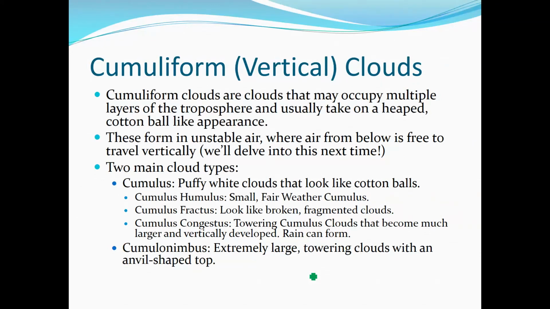Cumulus fractus clouds, these look like broken clouds. And then the third type of cumulus clouds is what's called cumulus congestus clouds. These are actually the predecessor to cumulonimbus clouds. In this case, the air is unstable and the cloud is becoming taller and taller and taller. The difference between a cumulus congestus cloud and a cumulonimbus cloud has to do with the fact that in the case of a cumulus congestus cloud, the top of the cloud does not reach the tropopause. In this case, it just looks like a heaped pile of cotton.